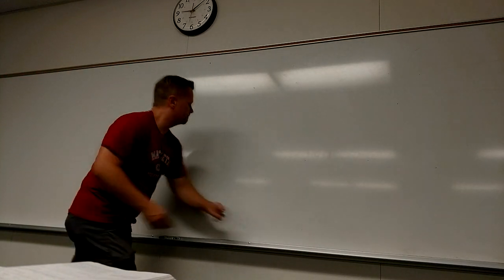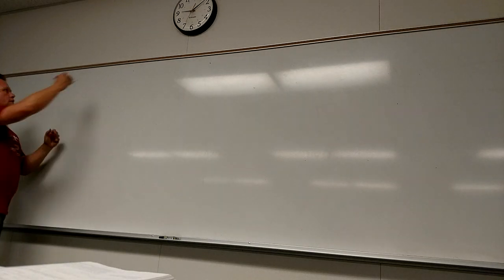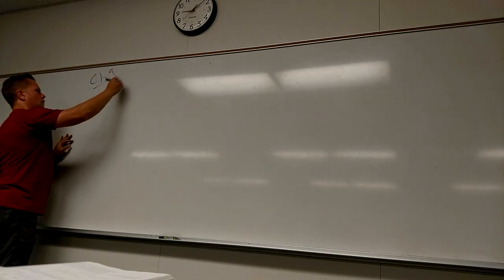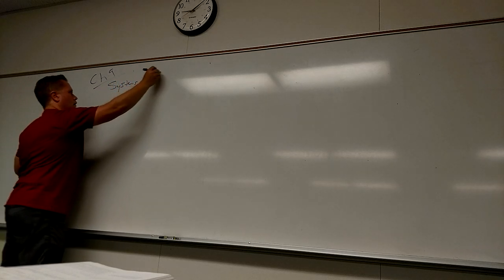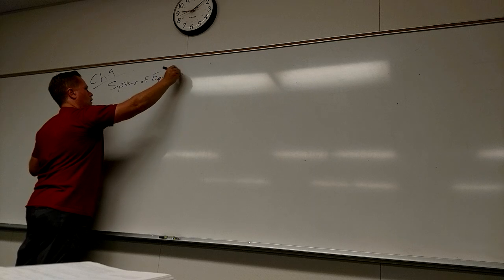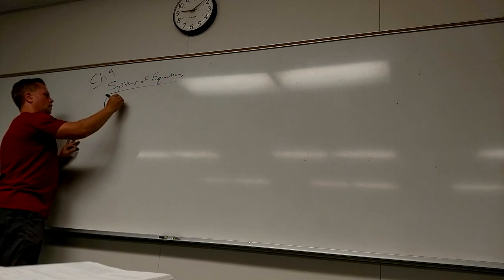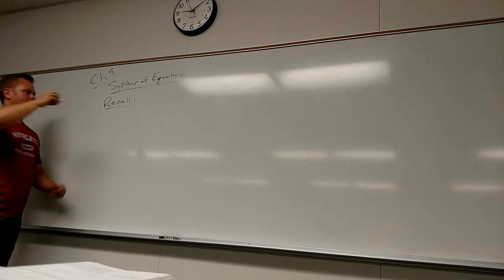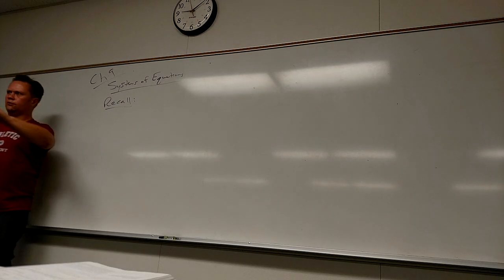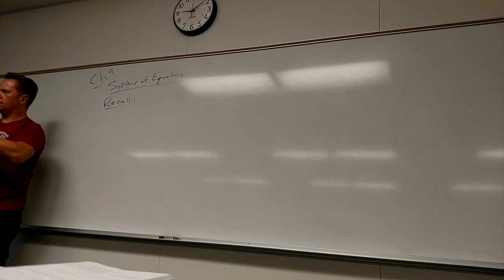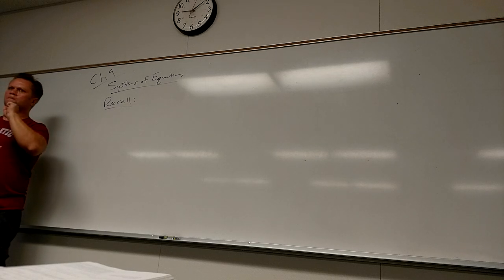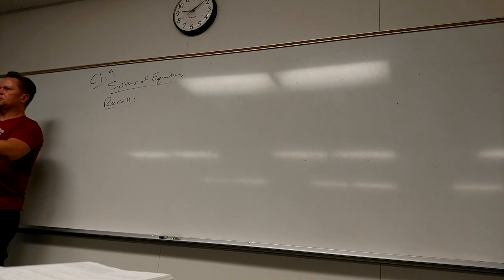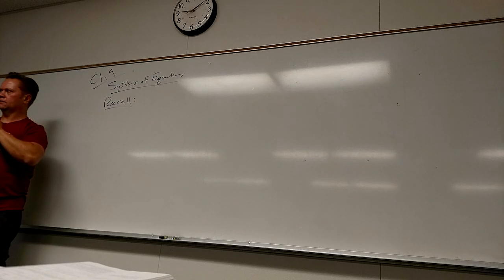So, this is chapter 9 now. I'm going to quickly go through the graphical and the 2 algebraic ways to solve systems of equations. Does it make sense that if there are 2 things I don't know, I need 2 pieces of information to figure them out? Right?